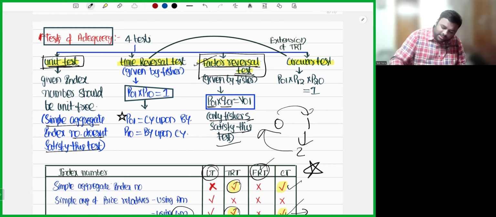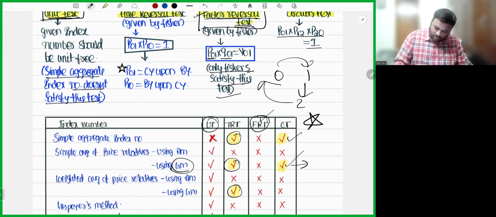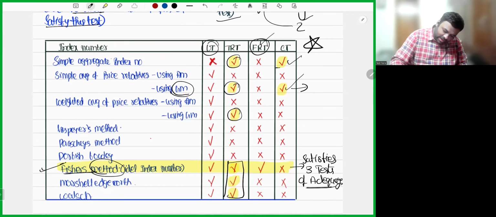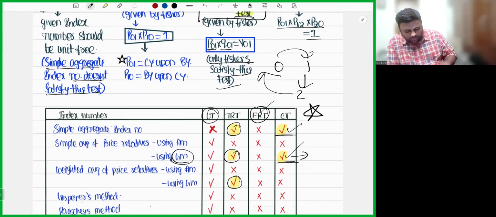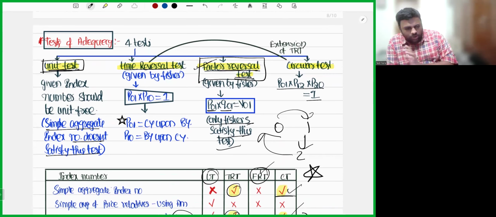In circular test, P01 into P12 into P20 must be equal to 1. So only 2 will satisfy: simple aggregate and simple average of price relatives using GM. So nobody will satisfy these tests. Now, what is important? You need to remember this whole page what I have given over here. Direct questions will be asked. No numerical questions will be asked on this concept. Only theoretical questions will be asked. So make sure you remember this whole concept what is given over here. Test of adequacy.